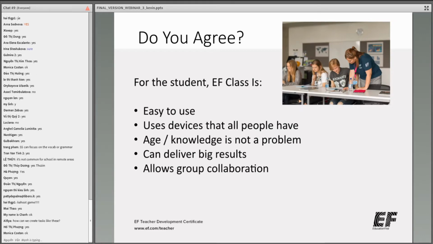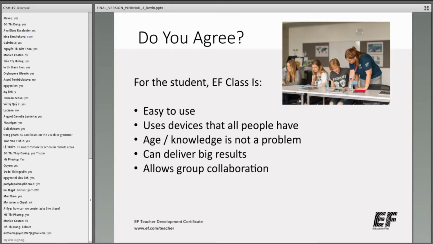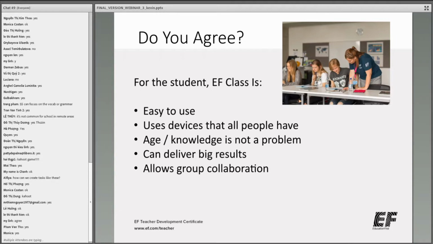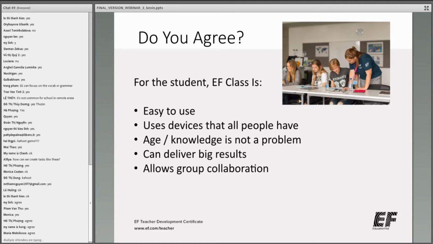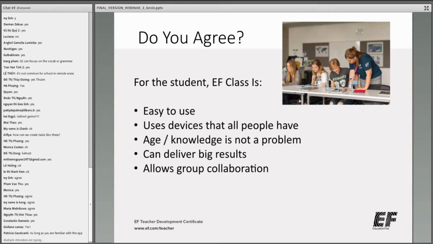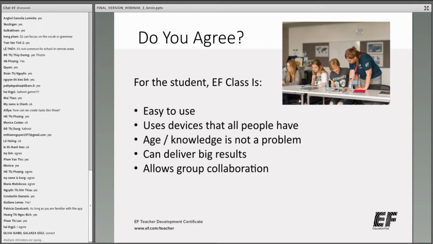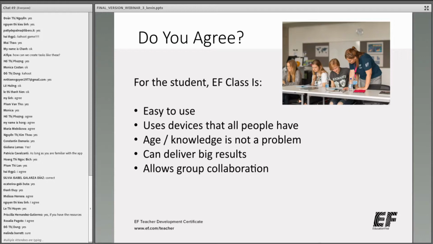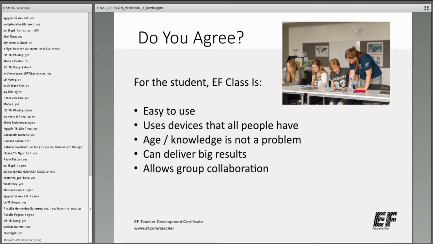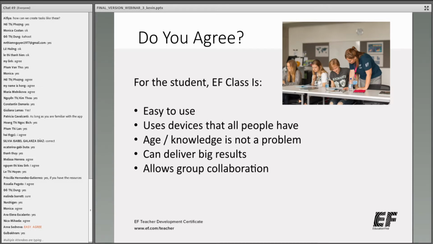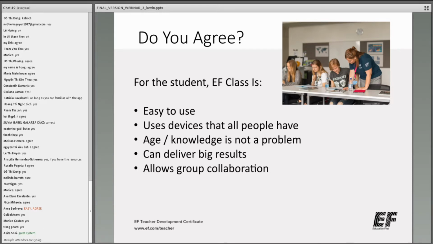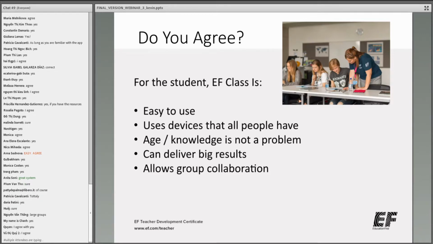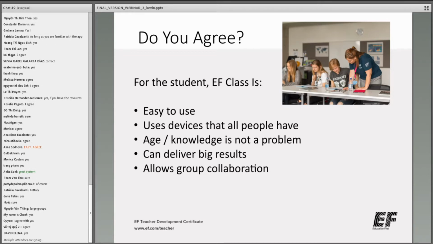So EF class demonstration, I've already shown you. Would you agree that when it comes to the EF class, for EF students, it's easy to use? It uses devices that the people have. We give them the laptops ourselves. That age or knowledge is not a problem. We have lessons for all different levels. Do you agree that it can deliver big results? And do you agree that it allows group collaboration? I'm asking you about the EF students, yeah? So people that have registered for an EF course and they're in the classroom, the teacher gives them the laptop. Perfect, great system, sure, of course, totally, great.